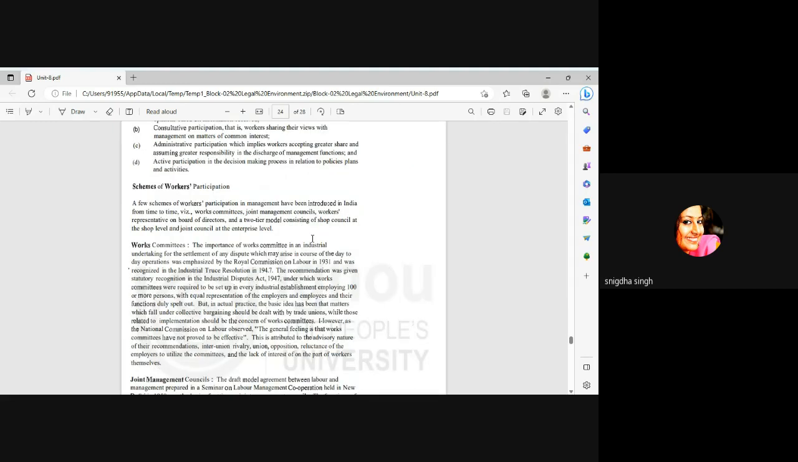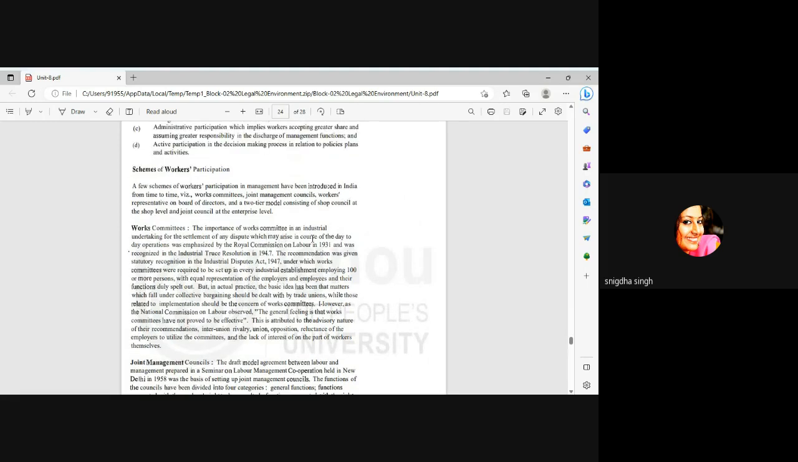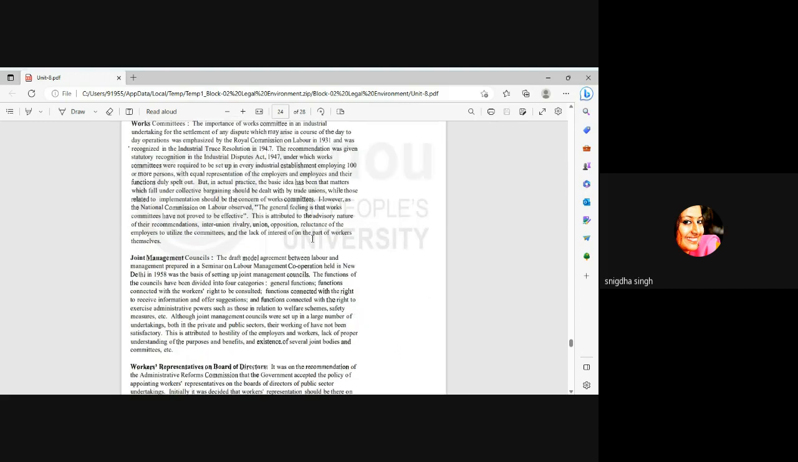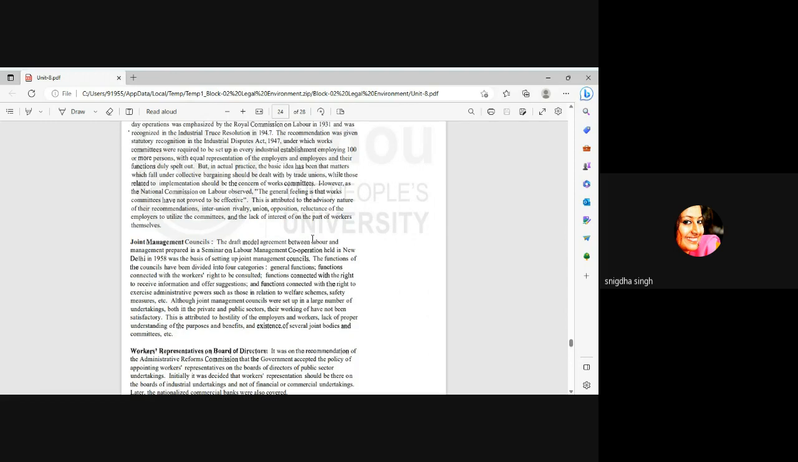And such schemes are works committees. This is a popular question. This comes very often. So, I would rather tell you to cover this topic pretty well. Workers' participation in management. What are the schemes of workers' participation? So there are a lot of schemes. For instance, there could be a works committee comprising workers, which would look after dispute resolution, and which would look after the advice or recommendations that could be entertained by the management.